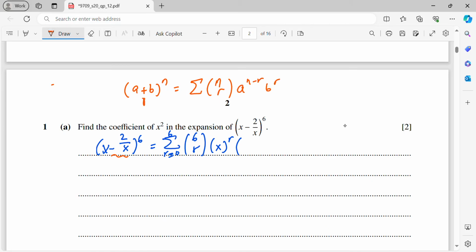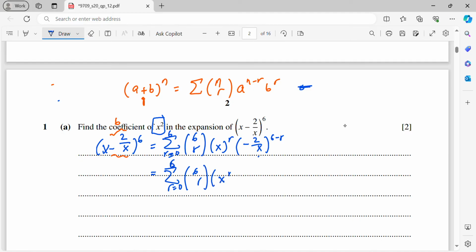Okay, so to make it plus, then the b will be minus. This is my b. So then from here, I will be getting minus 2 over x to the power of 6 minus r, according to this binomial expansion. And now, to get the coefficient for x squared, I will split the x first from the last bracket. Okay, so I will rewrite my previous terms.